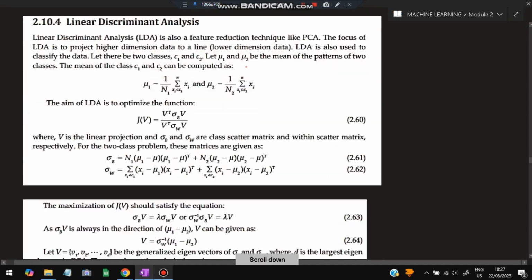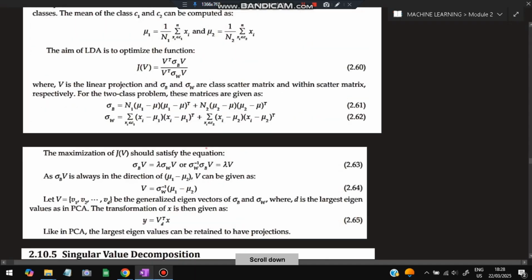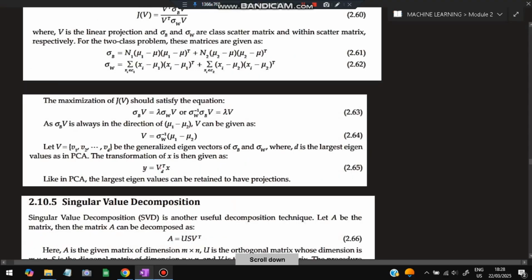Okay, another technique we use is linear discriminant analysis, LDA. It also does the same thing, converting higher dimension data to lower dimension data. Here two classes will be used, C1 and C2, and nu1 and nu2 are the means of those classes. We'll substitute these values for nu1 and nu2 in the Jacobian function and find the standard deviations. Then we'll do the maximization and finally get a value. So this is also another technique, LDA.